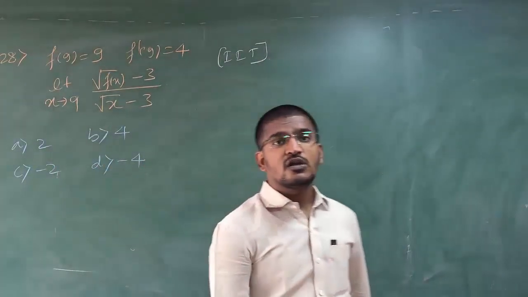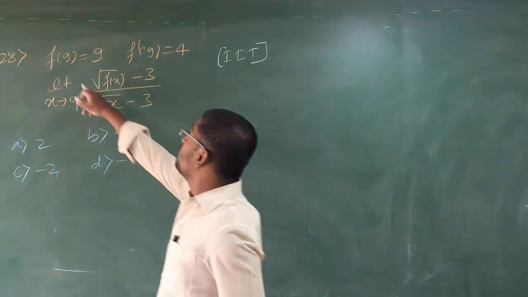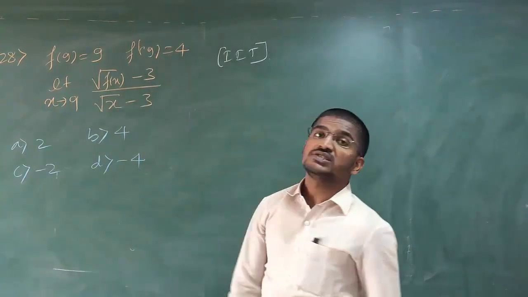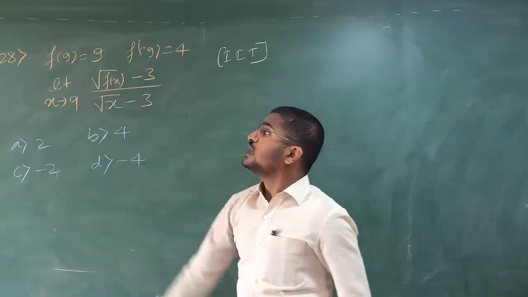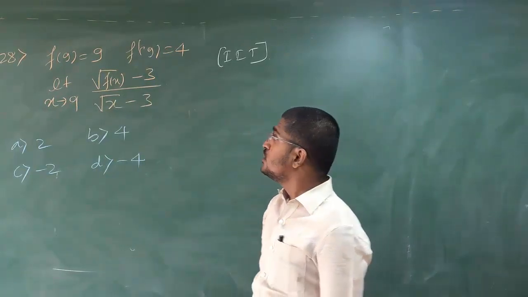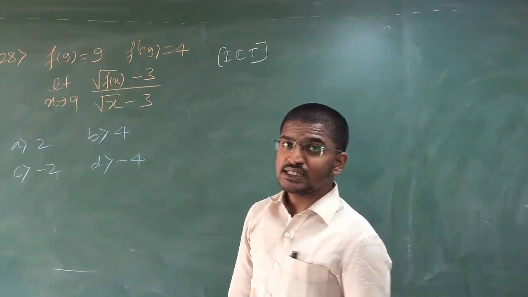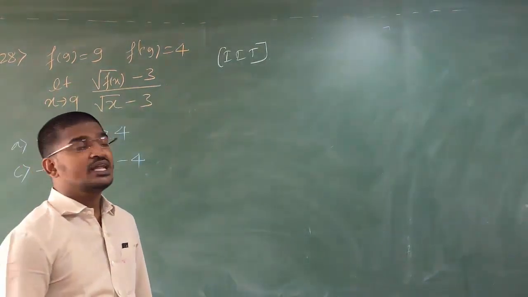Now let us go for question number 28. f of 9 equal to 9 is given. f dash of 9 equal to 4 is given. Now you have to calculate this particular term, that is the limit extending to 9 of root of f of x minus 3 divided by root x minus 3. These are the four options which are given.